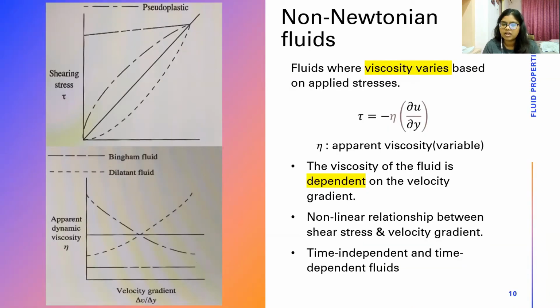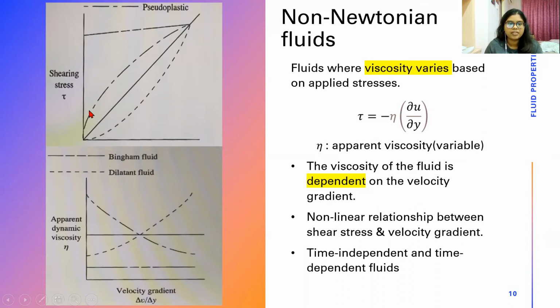Non-Newtonian fluids are totally opposite to Newtonian fluids. Non-Newtonian fluids are fluids where viscosity varies based on applied stresses. So the formula is the same as the Newtonian fluid, but now eta is denoted by apparent viscosity, which is a variable. Viscosity of the fluid is dependent on the velocity gradient, meaning that the velocity of the fluid changes along the slope. So the slope of the graph changes.